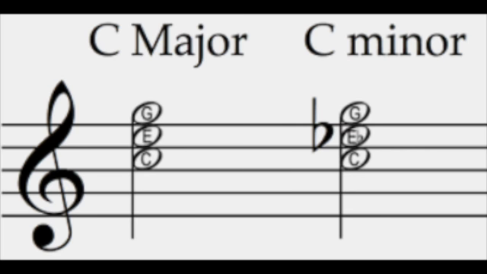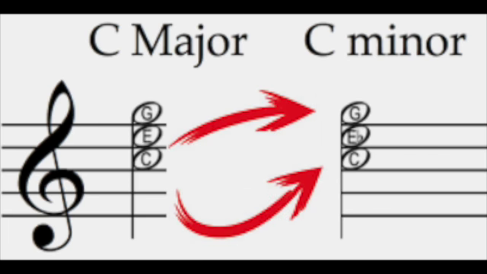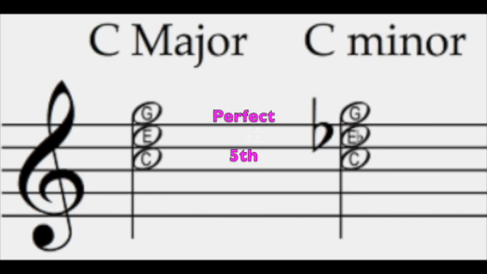If you flatten the third, in other words, you make the relationship between the root and the third a minor third, in this case it would be E flat, then you would get this sound. In either case, again, the relationship between the root and the fifth stays the same, whether it's major or minor. Again, major and minor.